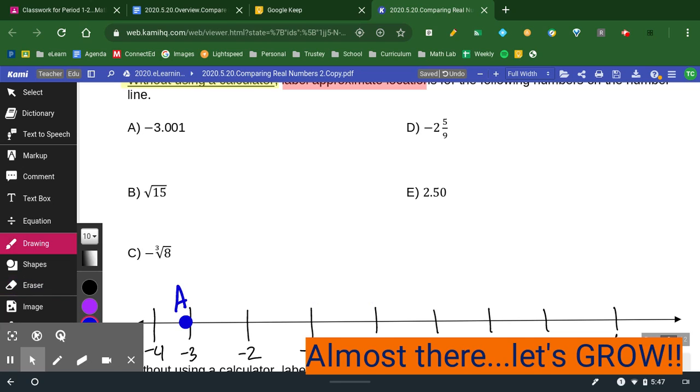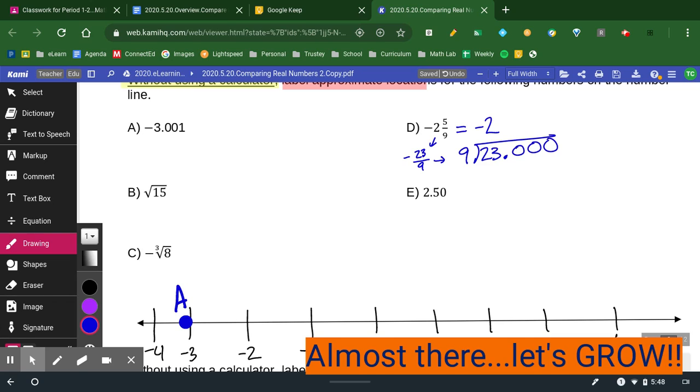Now let's do the same thing for negative 2 and 5/9. I'm going to go to the left: negative 1, negative 2, 5/9. Well, I might first try to figure out what decimal that is. So let's change this to an improper fraction. 2 wholes, 9 slices each, 18 slices, and another 5 is 23. So let's go ahead now and divide 23 by 9.